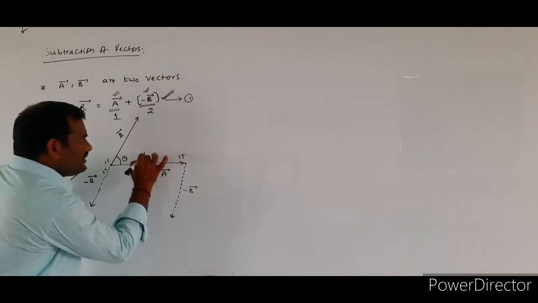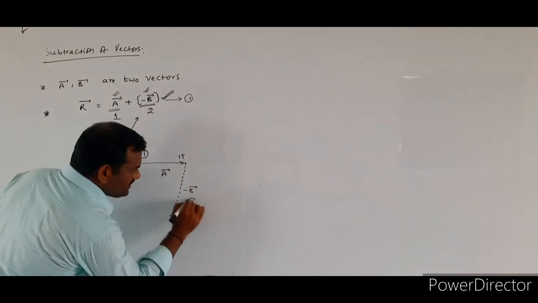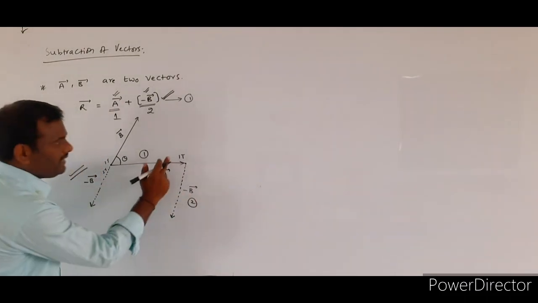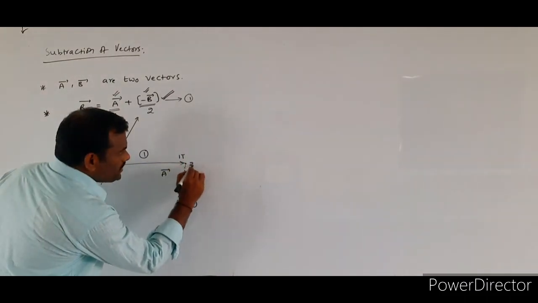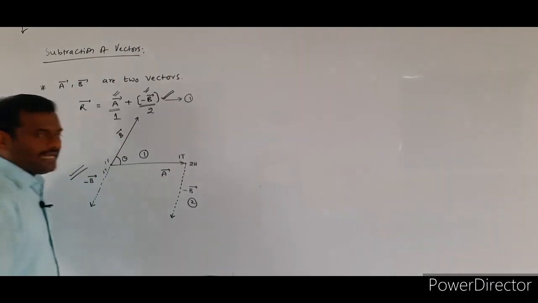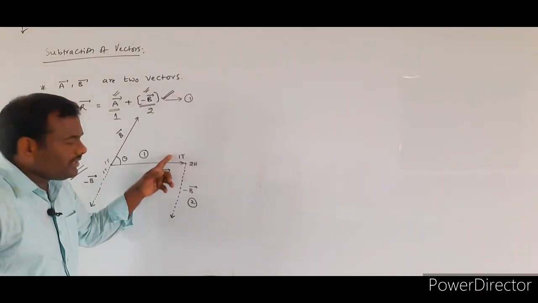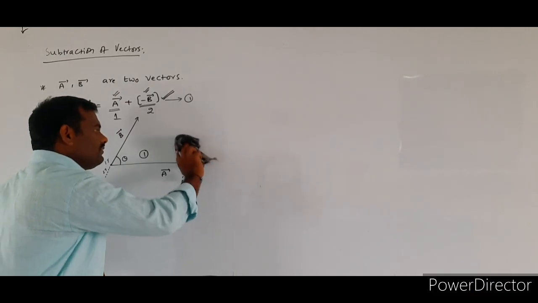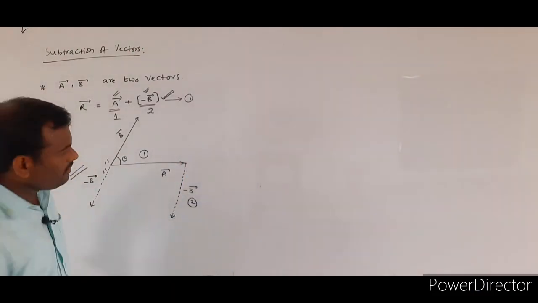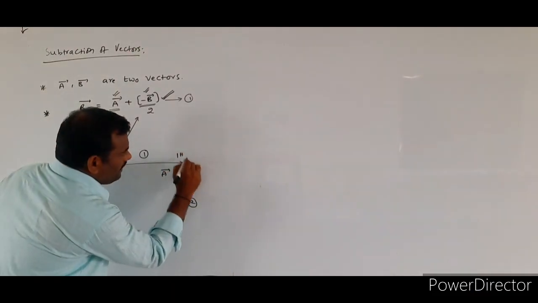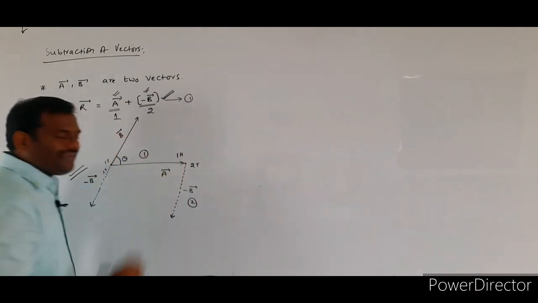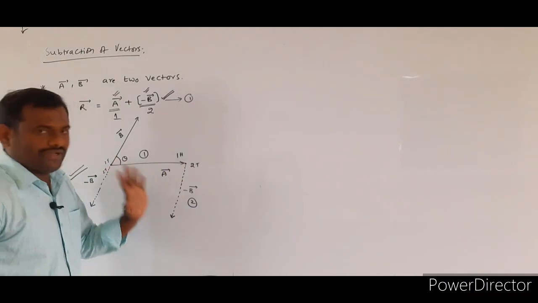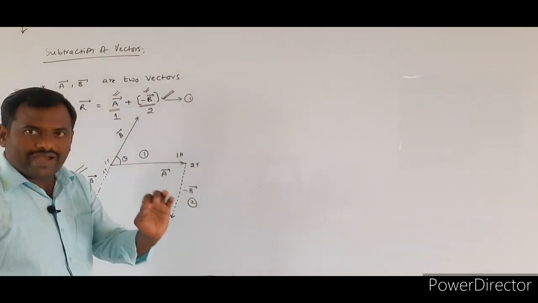Now, this is the first vector, this is the second vector. The head of the first vector is joined with the tail of the second vector. Second condition is also valid.